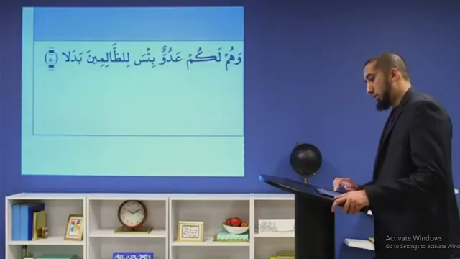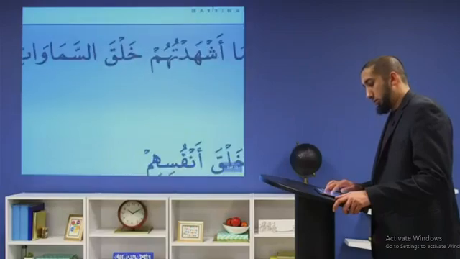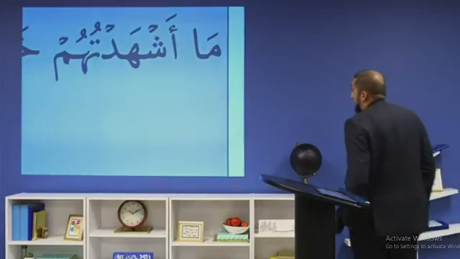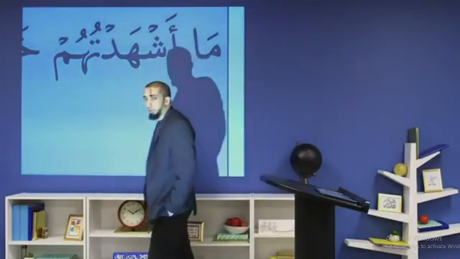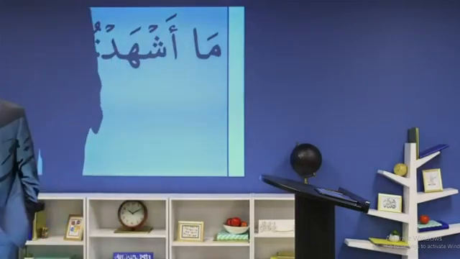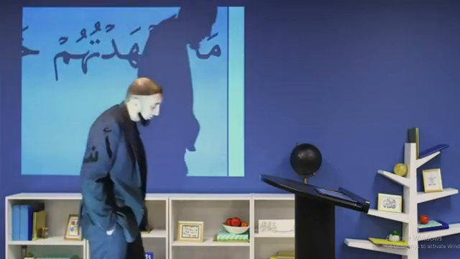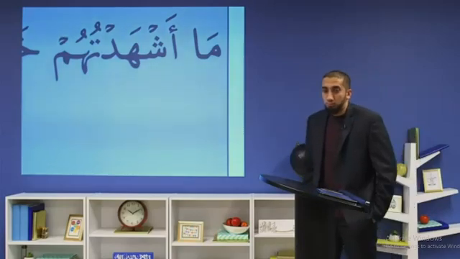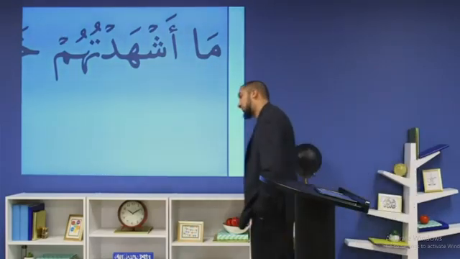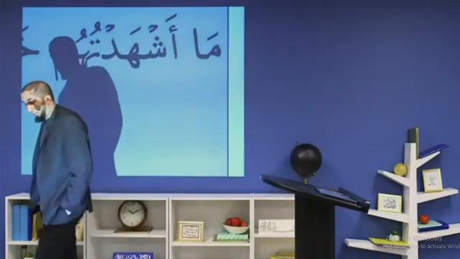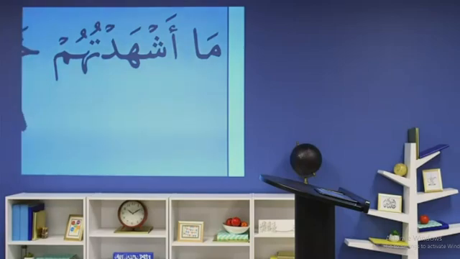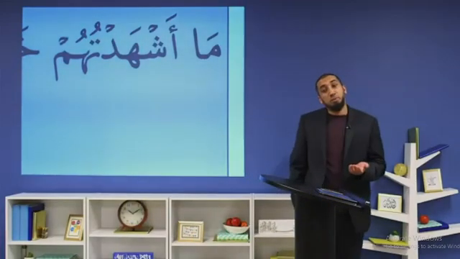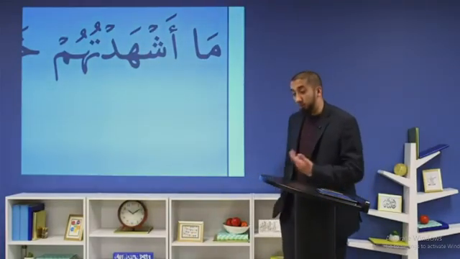بئس للظالمين بدلا. You can't do that one yet. ما أشهدتهم. What do you think? The word in the middle is the word that we're trying to figure out. Ashhadu. What is that? Is that a past tense, a present tense, an ism, a command? Present tense? What makes you say present? The alif in the beginning? Yeah. It's not the right answer, but it's a good guess. Let me tell you how to think about this. When you see an alif in the beginning, could it mean present tense? Yes. So could this be present tense because of the alif? Maybe.